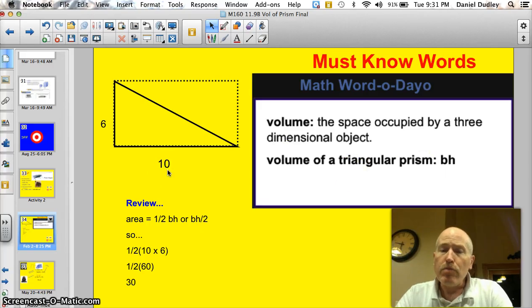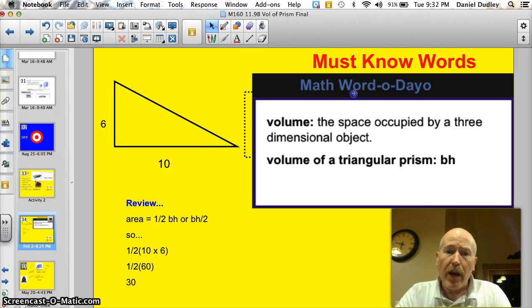Quick review. You need to know how to find the area of a triangle here. So we've done this before, but let's just do a quick review. In order to find the area of a triangle, you simply have to take the base times the height and then divide by 2 or multiply it by 1/2. So here's our formula. 1/2 base times height.